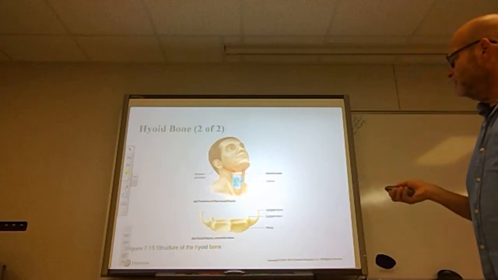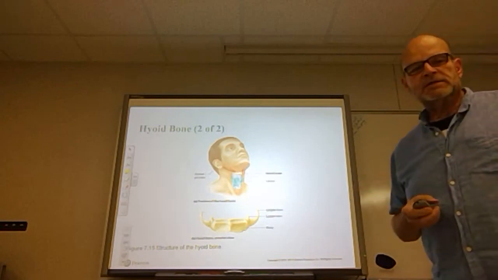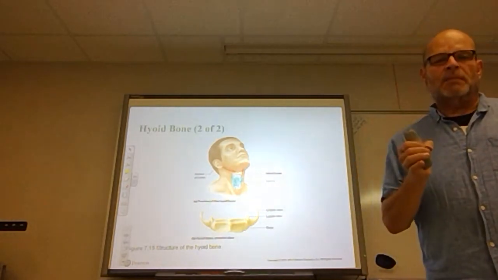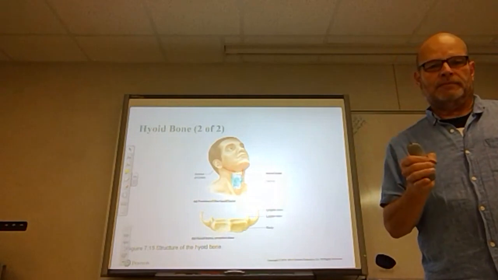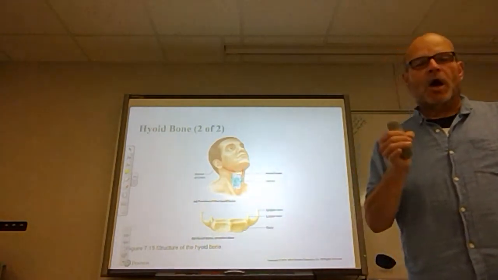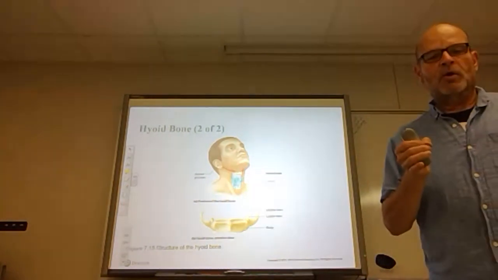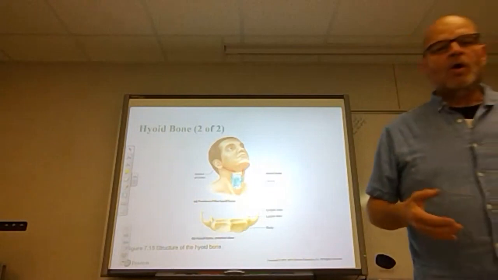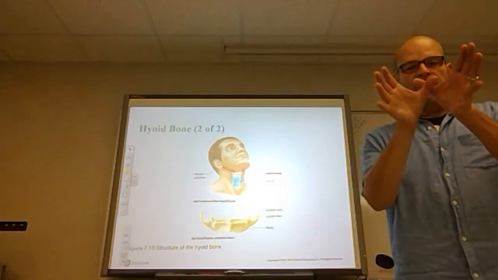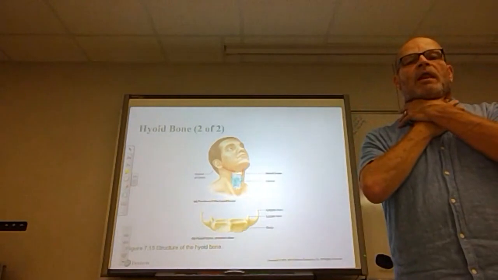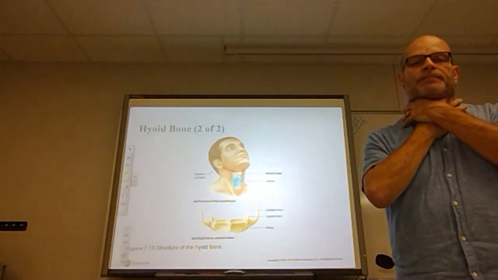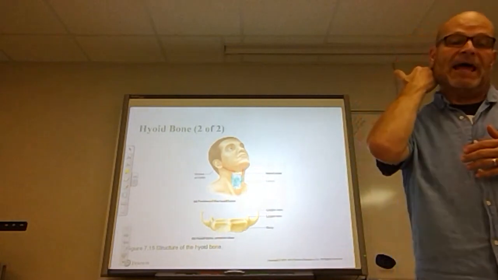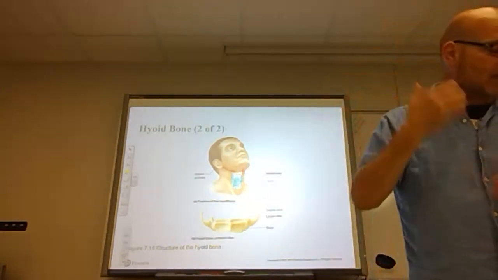Interesting point about the hyoid bone is it is almost always broken when someone is manually strangled. However, it is almost never broken when someone is hung. That is because when someone manually strangles you, they come at you like this, and they put a lot of pressure right here, right? But when someone is hung, the pressure's off to the side, and generally what happens in a hanging is it breaks the neck.